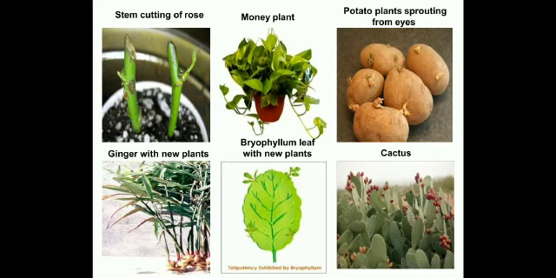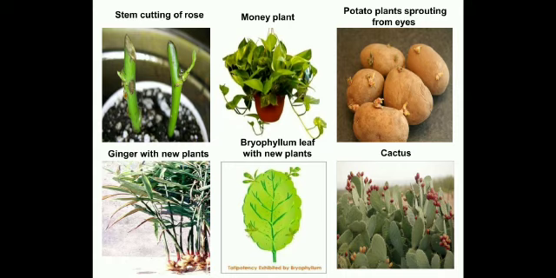Third is the potato plant sprouting from eyes. You can see the white, bud-like structures on the potato. These are called the eyes. If we sow them in the soil, we will get a new potato plant. The next is ginger. If we sow a piece of ginger in the soil, we can get a ginger plant. So there is no need of seeds.